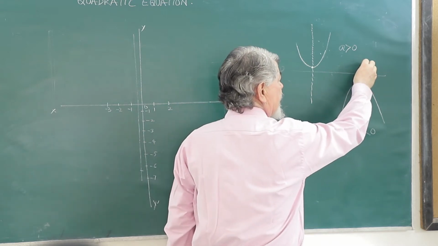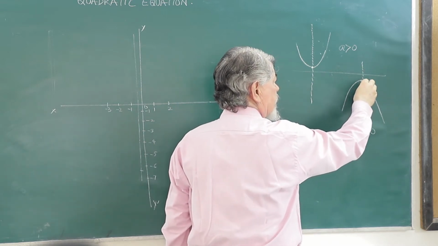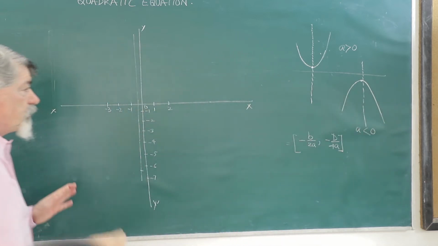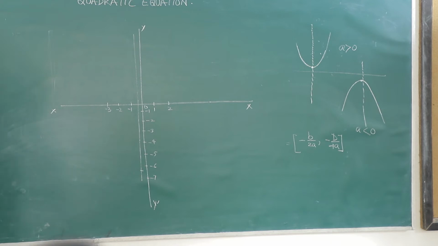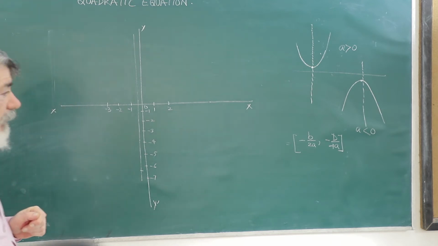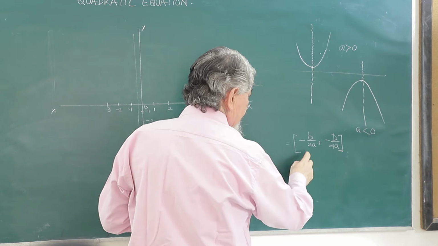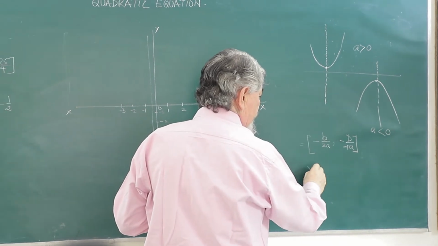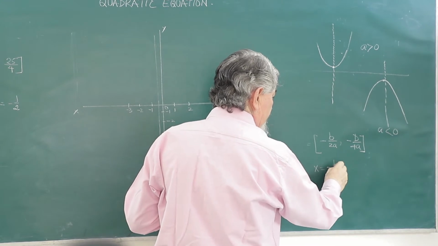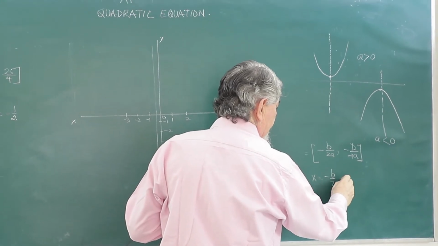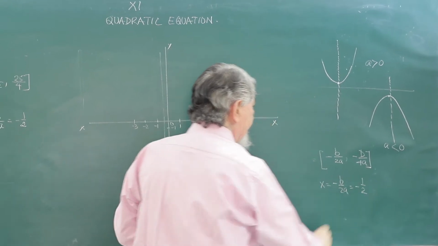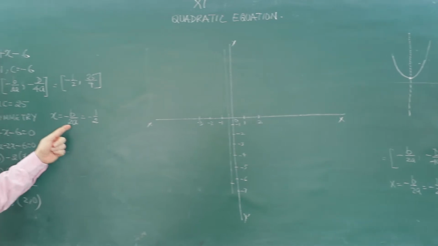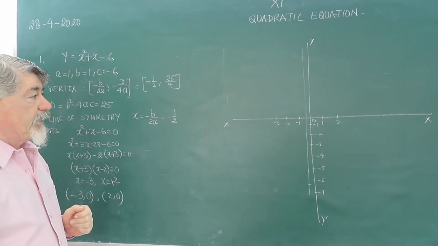Or if I draw a line here through the vertex, then both sides are symmetrical. So this is called line of symmetry, and line of symmetry is given by this. This is the x coordinate of the vertex. So x is equal to minus b upon 2a, which is here coming minus 1 upon 2, according to whatever values we have been given. x is equal to minus b upon 2a, so I have got value minus 1 upon 2.